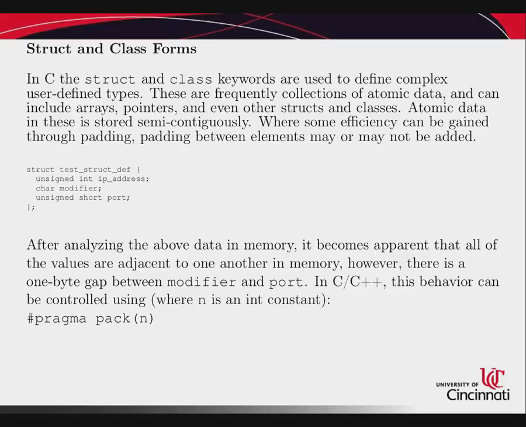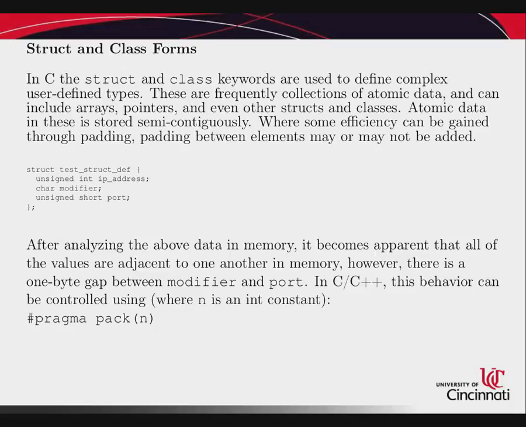But frequently these are really just arbitrary collections of atomic data that can also include arrays. So you can put an array inside of a struct. You can put pointers inside of a struct. You can even put other structs or classes inside of a struct, or a pointer to any one of these things. You can put a pointer to an array, a pointer to a struct, that type of thing inside of it. So you can build classes out of classes, out of classes, out of classes.